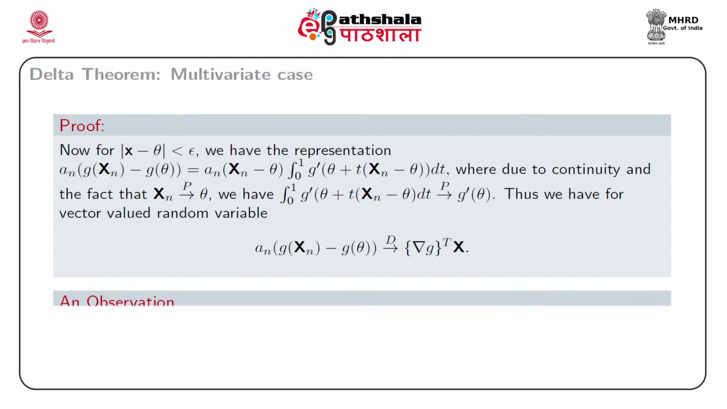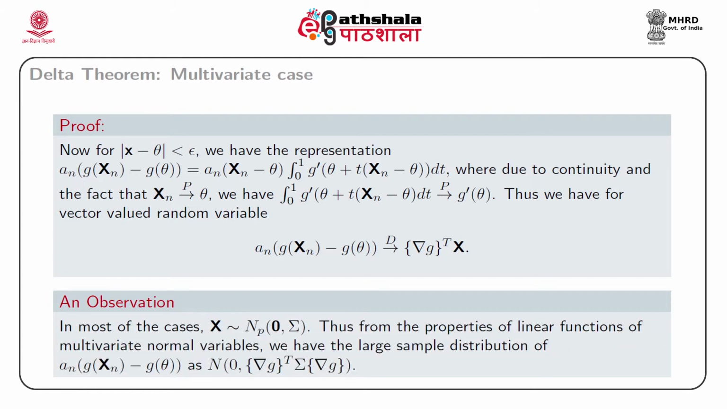In this case one should note that we have used the notation g dash. Actually g dash in this case indicates the gradient vector of g evaluated at what is given in the text. So we need not be confused about using g dash theta and delta g.